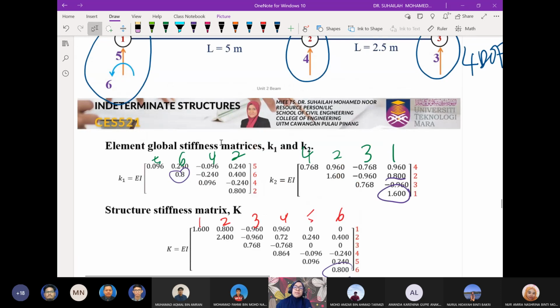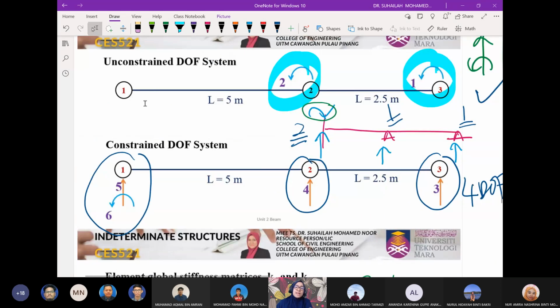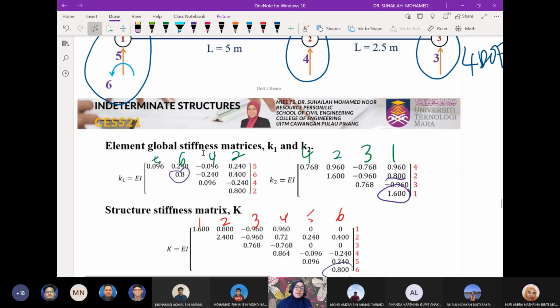5, 6, 4, 2, 4, 3, 2, 1, the label depends on this diagram also. Okay, we will analyze one by one, one element at a time. So for each element, we have a near node and a far node. At the near node, we have YZ. At the far node, we have another YZ. So that is why it becomes YZ 5, 6 and YZ 4, 2. Near and far.